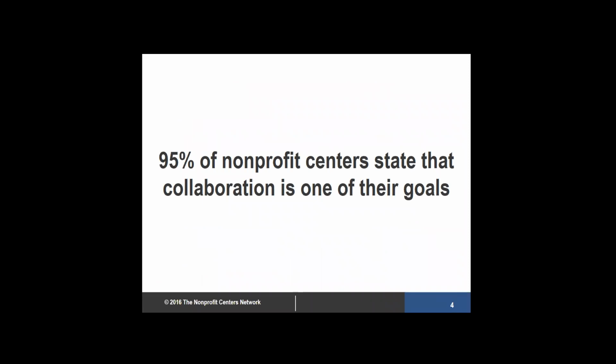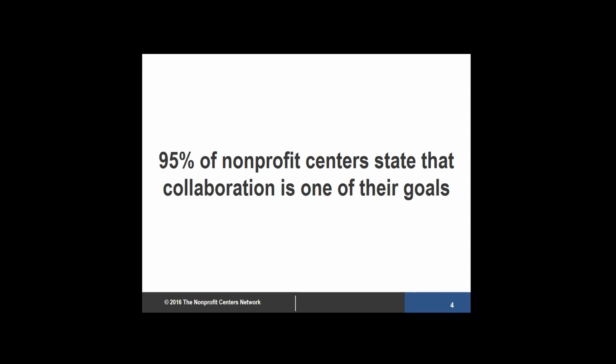So in our work with nonprofit centers, almost all of them say that collaboration is one of their goals. But we know that collaboration doesn't just happen because people move in together. We know that there's a lot more to it than that. And as we have surveyed center managers and we've heard from them anecdotally, most of them aren't happy with the levels of collaboration that they see.